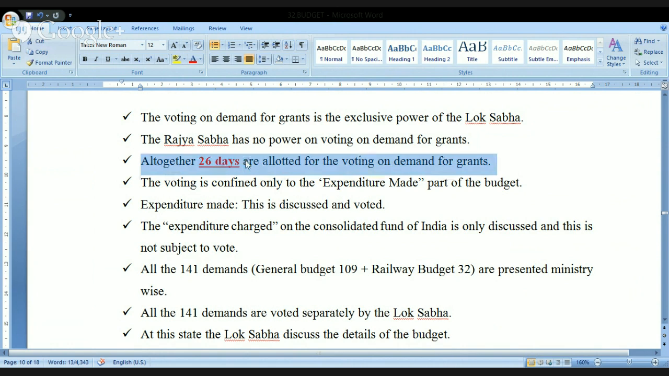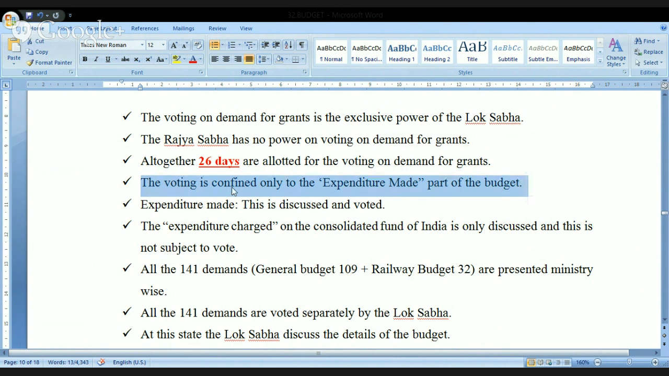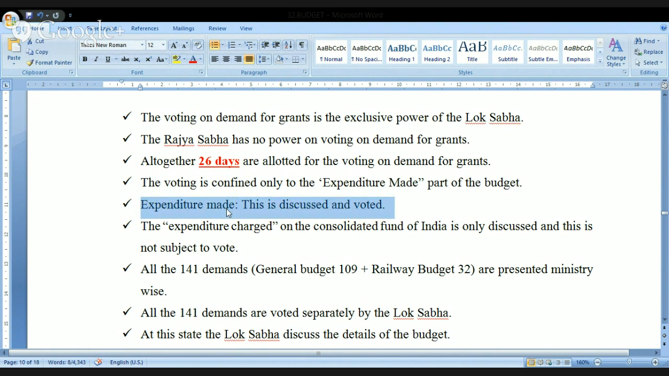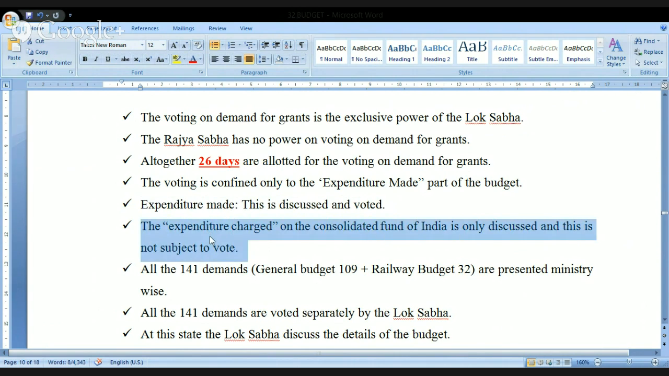Altogether, 26 days are allocated. Since the beginning, we have allocated 26 days, and even today the number of days allocated is 26. Remember this. And the voting is confined only to the expenditure made. I need not explain again at this stage; I told you already what the meaning of this is. Discussion covers both expenditure made and expenditure charged. But when it comes to voting, voting is restricted only to the expenditure made. That's it. The expenditure made is discussed and also voted. And the expenditure charged on the Consolidated Fund of India is only discussed, and is not subject to vote.